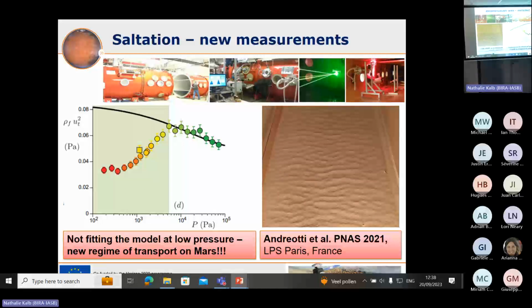And below that, so Mars is down here at around 1,000 kilopascals. So something super weird happens at low pressure that they do not understand. I do not understand it. Nobody understands it. But it's super cool from an experimentalist point of view. It's clearly some kind of new regime going on down there that is not in their model.